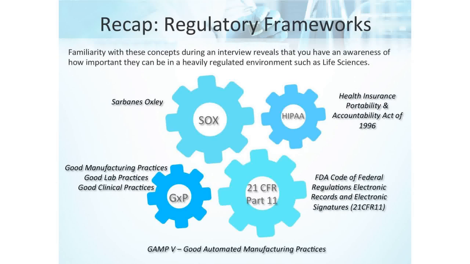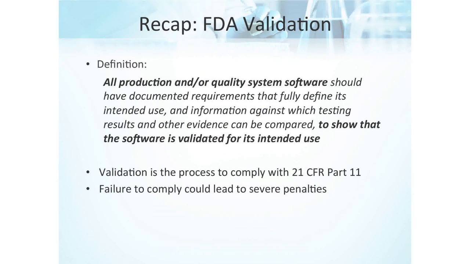So let's recap FDA validation. Let's read this all together. All production and/or quality system software should have documented requirements that fully define its intended use and information against which testing results and other evidence can be compared to show that the software is validated for its intended use. Validation, our primary topic today, is the process to comply with CFR Part 11. And the failure to do so could put your company or you personally at risk for potentially massive fines and penalties.